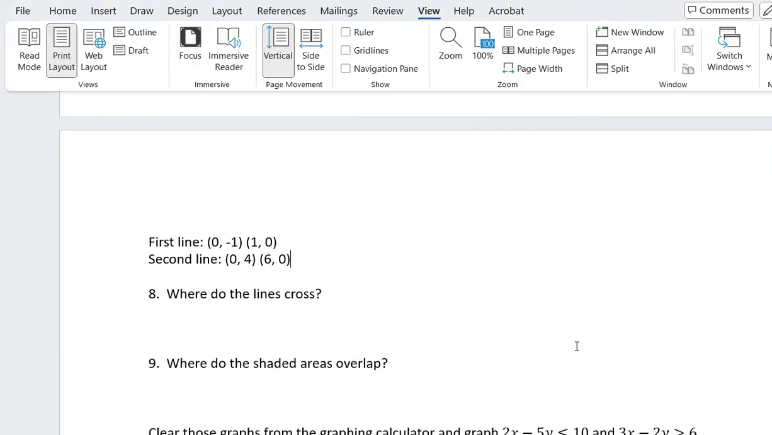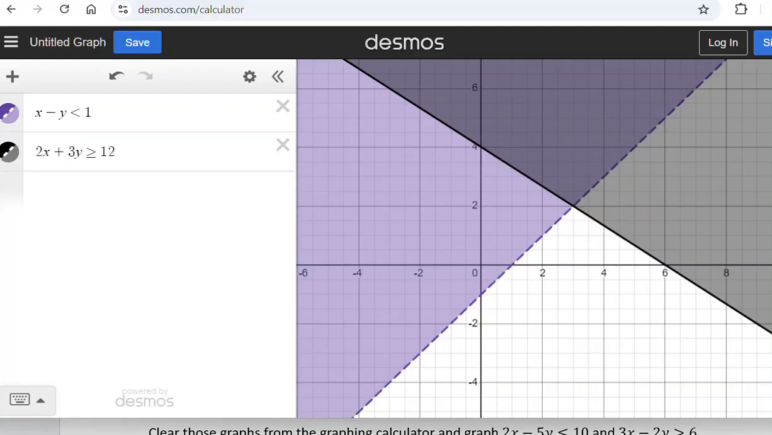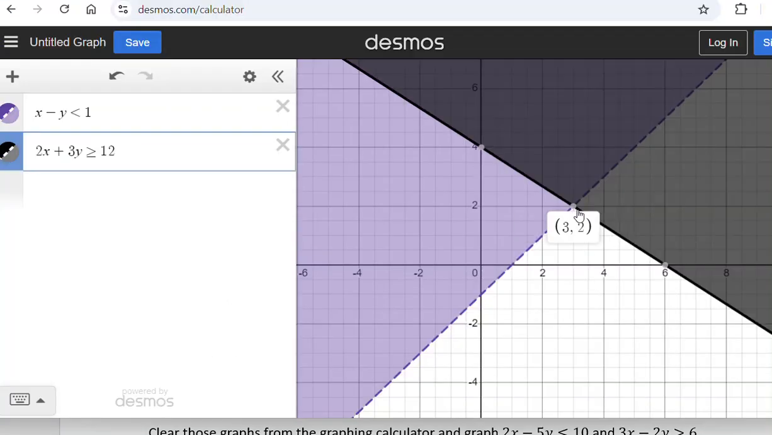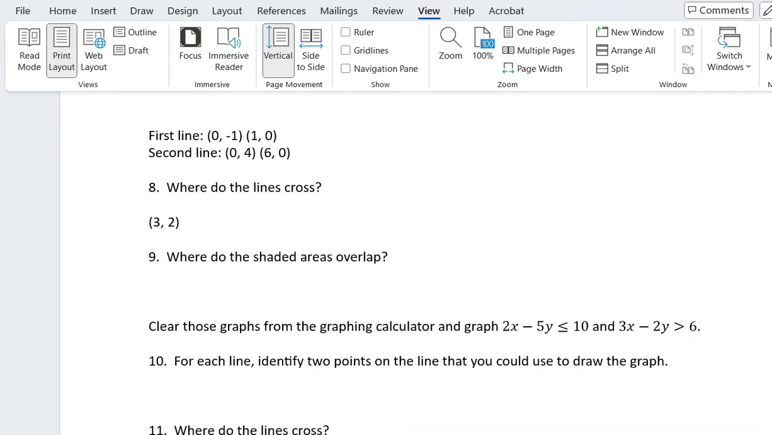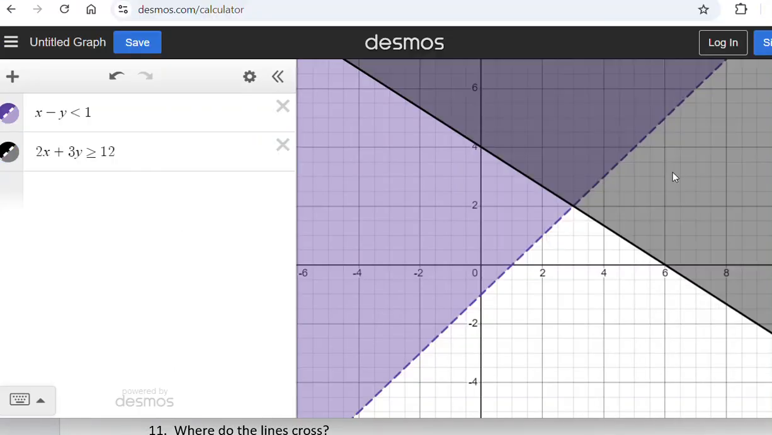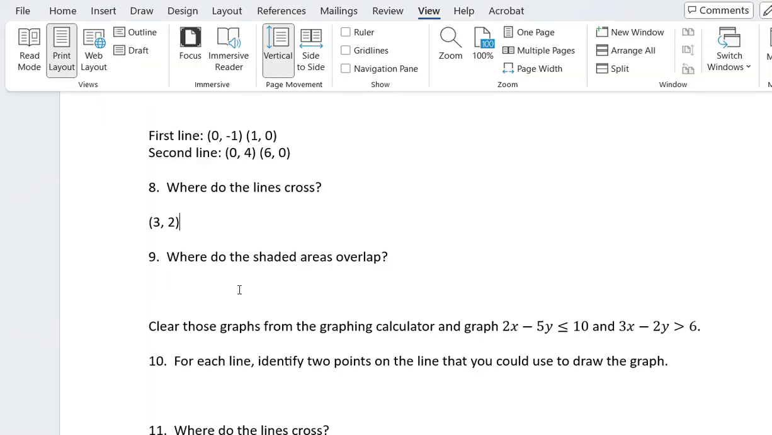Question 8 says, where do the lines cross? So I can see that that point is here at (3, 2). And question 9 says, where do the shaded areas overlap? So describing this is a little bit difficult. You could say sort of in the top part of the X. It's going to be in this sort of triangle-shaped area up here. So I'll say above the X.